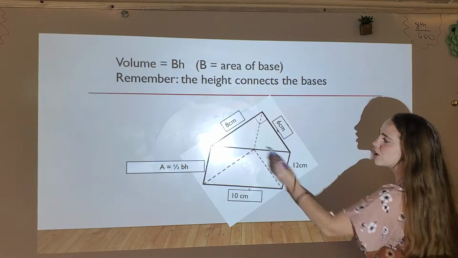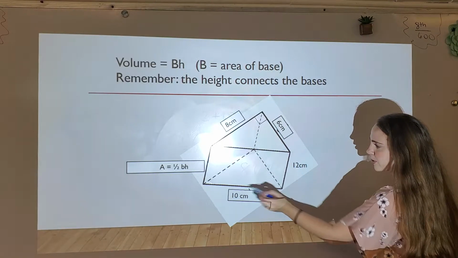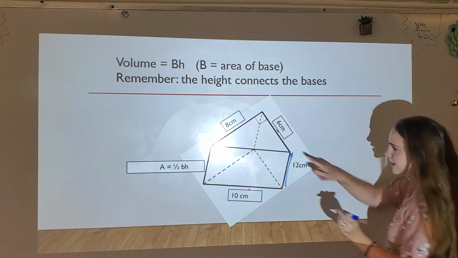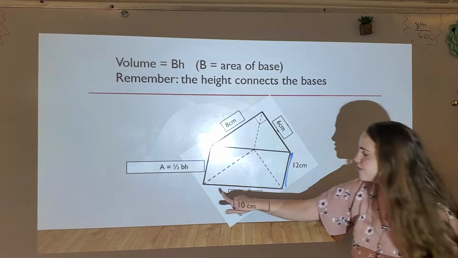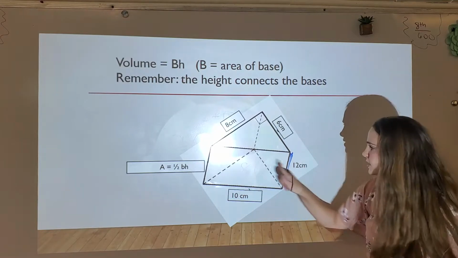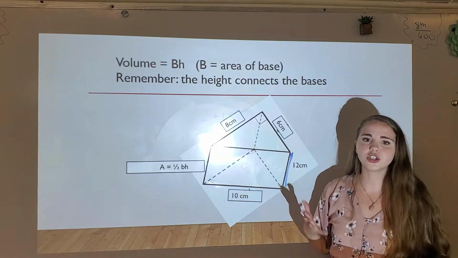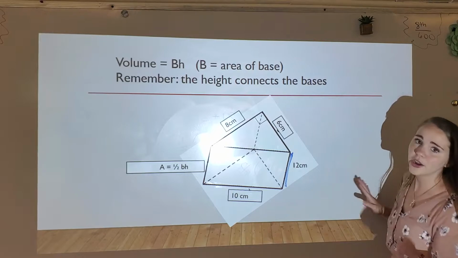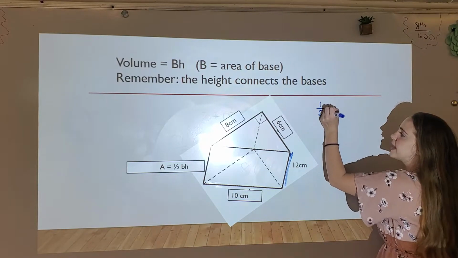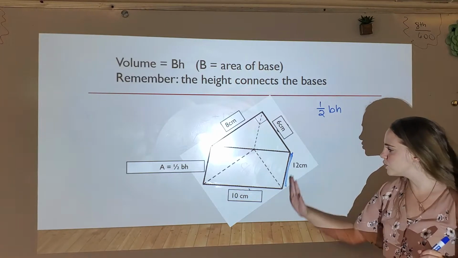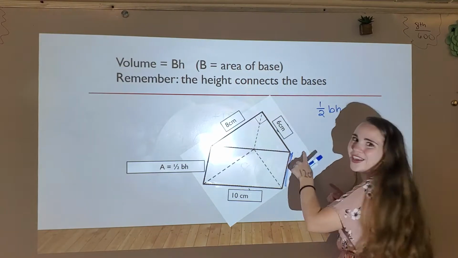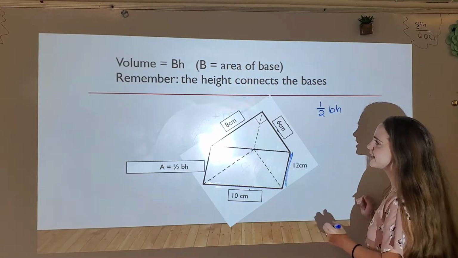Do you see the two triangles, the one on top and the one on bottom? This is the height because it connects the two triangles. This is not the height because this isn't connecting the two bases. So just make sure you're picking the correct height. Now the area of a triangle is half base times height. So we're not using this height, we're looking just at the triangle now to find 1/2 base times height.